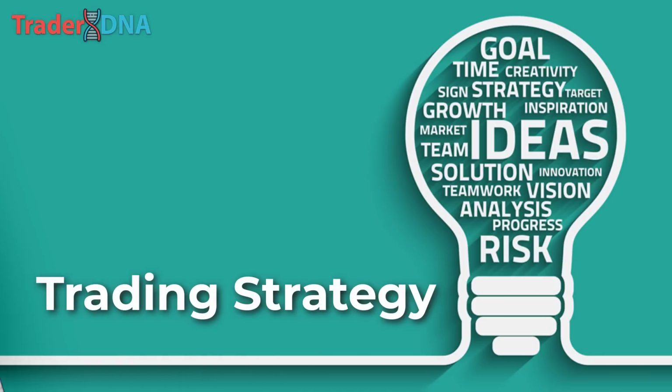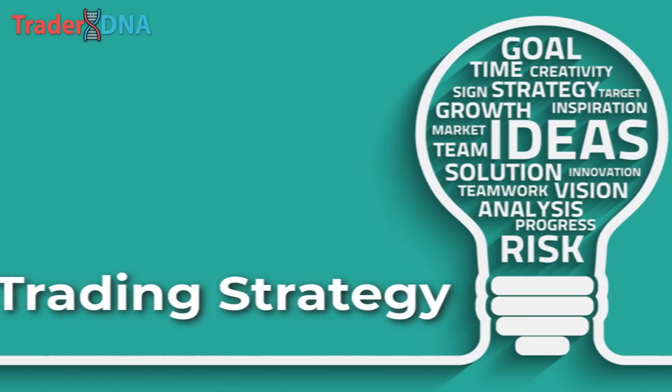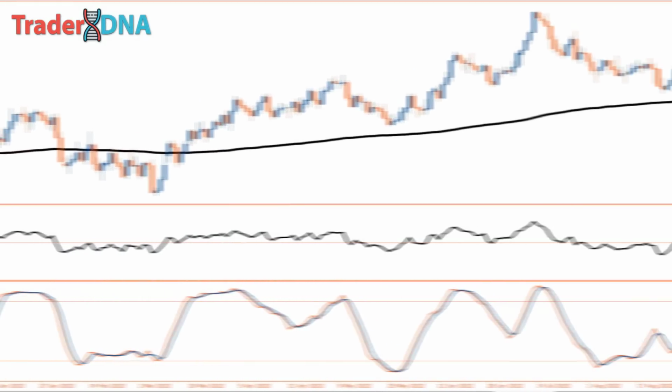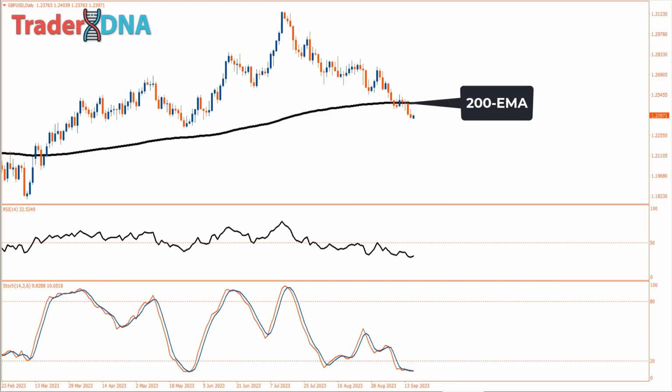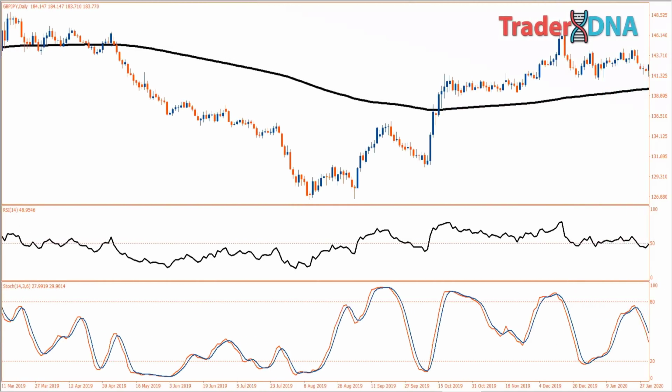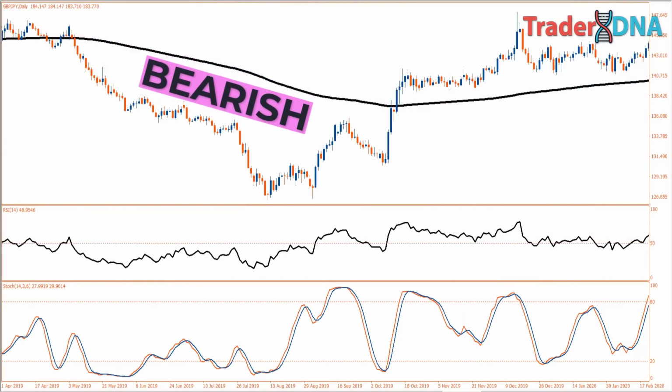Trading strategy. The first step in this strategy is to assess the price position based on the 200 period EMA line. If the price is moving above the 200 period EMA line, traders should assume that the market is in a bullish condition, and we should focus on finding the most profitable and high probability buy signals. Conversely, if the price is moving below the 200 EMA line, traders should assume that the market is in a bearish condition, and we should concentrate on identifying the most profitable and high probability sell signals.